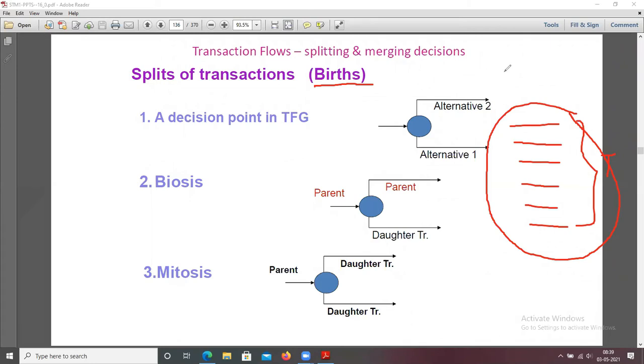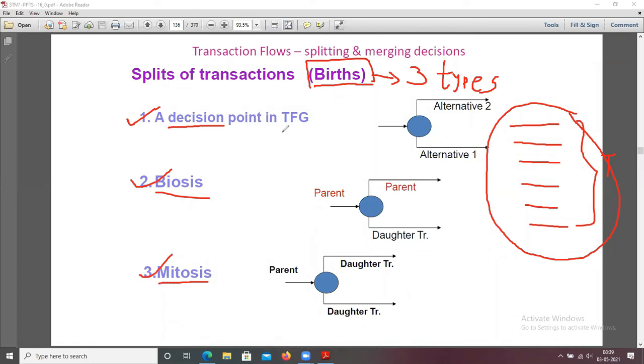There are three different possible interpretations of the decision symbol. These are the decision symbols. So these births are of three types. One is decision, the second one is biosis, and the third one is mitosis.